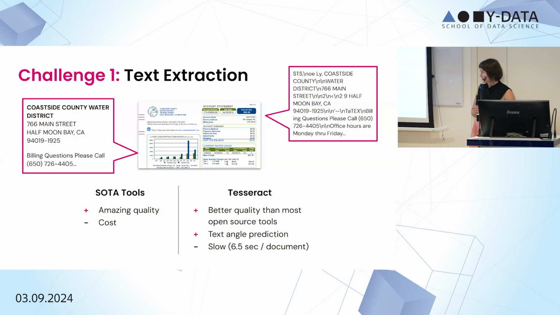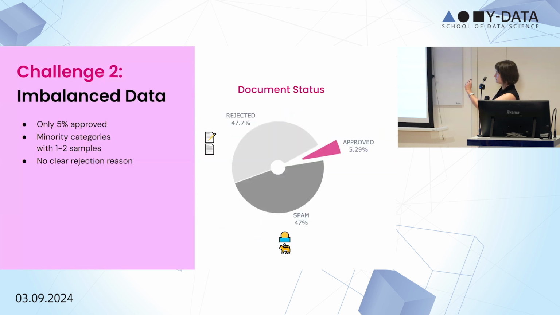It takes about 6 seconds to go through a document, and if we have thousands of documents, it honestly makes a lot of difference. So the second challenge that we faced was the imbalanced data set.